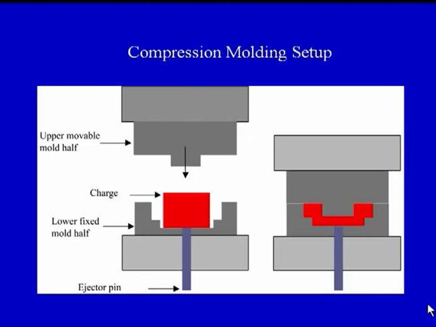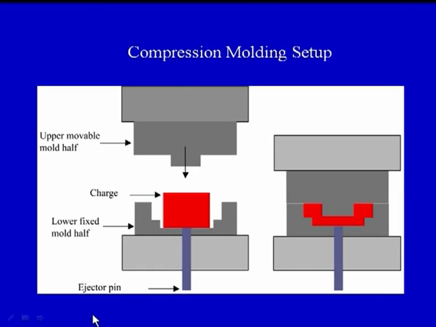Again we will revise this with the help of a diagram. On your screen you can see a simple diagram which I have drawn. This is the compression molding process. So we have an upper movable mold half, which is moving in this direction. We have a lower fixed mold half, and this is the charge, in red color, the polymer which we want to give the final shape.